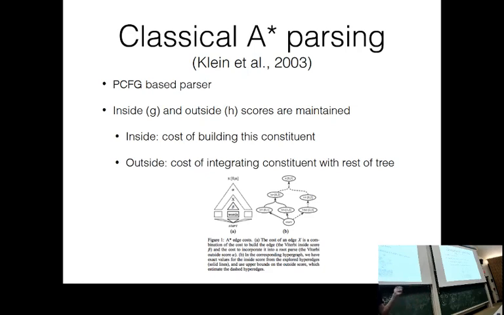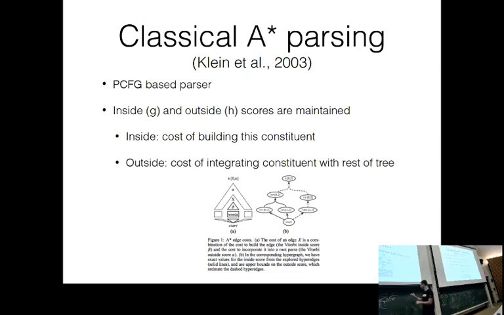So in classical A-star parsing, this is non-neural. They're using a probabilistic context-free grammar, and they maintain inside scores and outside scores. So they're building up constituents, and the inside score is the cost of that node down.